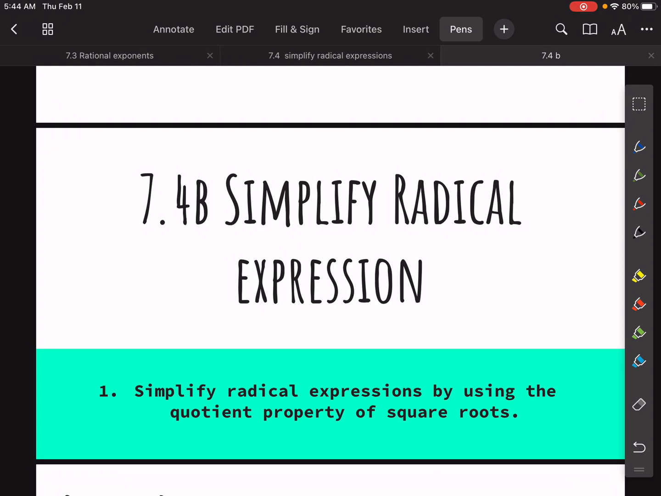combining of like terms, so some addition and some subtraction. Man, why was that so hard to say? So here we go, guys.